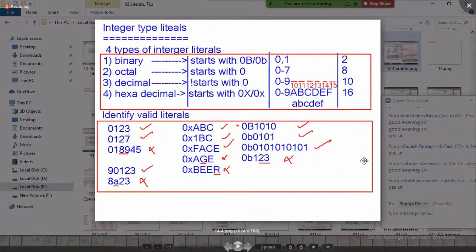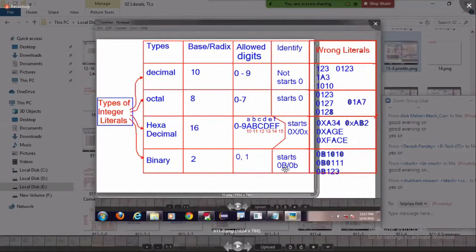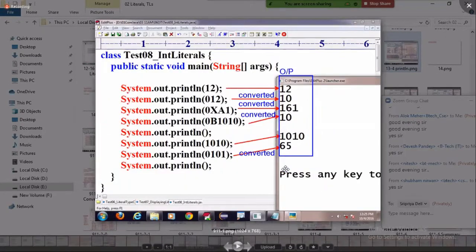How is it converted? A small test case is there, observe. 12 comes as 12. 012 is converted to 10. 0xa1 is converted to 161. 0b1010 is converted to 10. 1010 as it is. Then 0101, an octal number, is converted to 65. How is this conversion done?